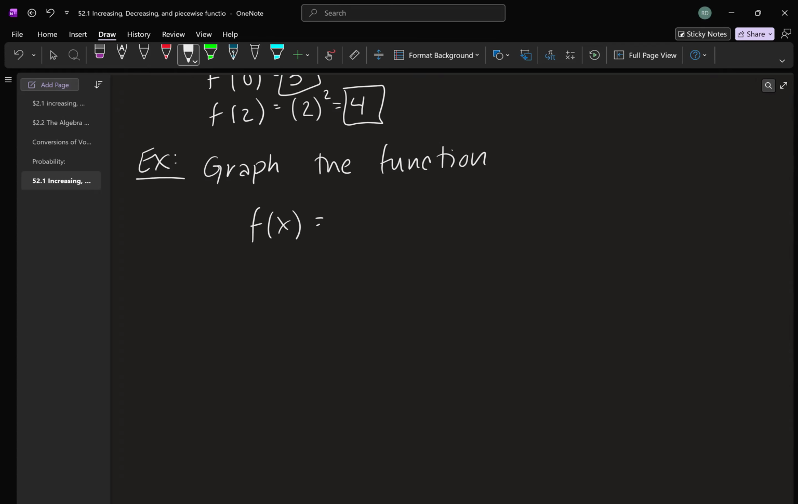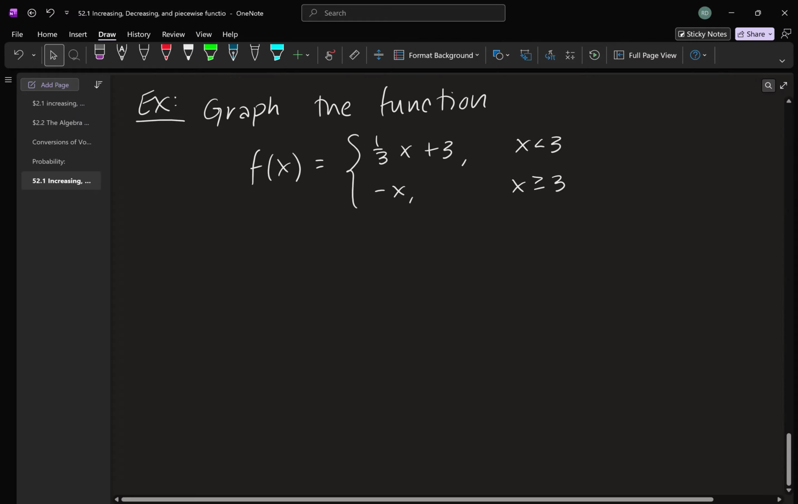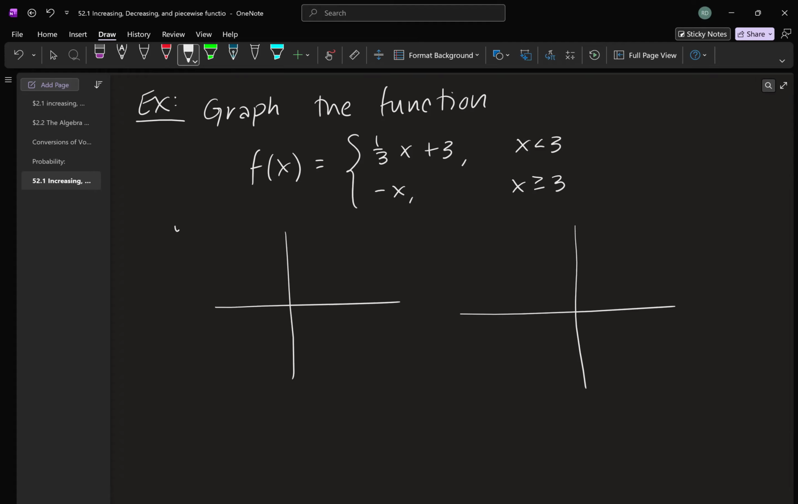We have f of x equals 1/3 x plus 3 on the domain x is less than 3, and negative x on the domain x is greater than or equal to 3. When you're graphing these yourself, to really wrap your brain around what's happening, I would graph both functions separately, not even worrying about the domain. So I'm going to graph y equals 1/3 x plus 3 and y equals -x.